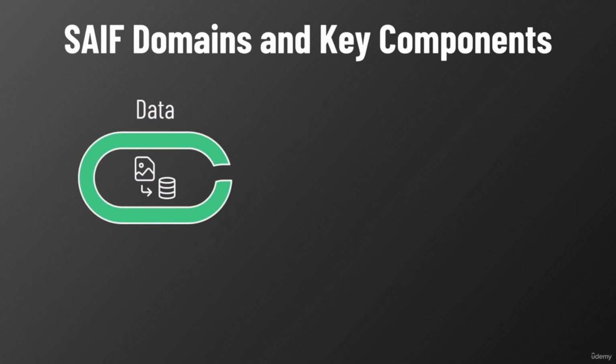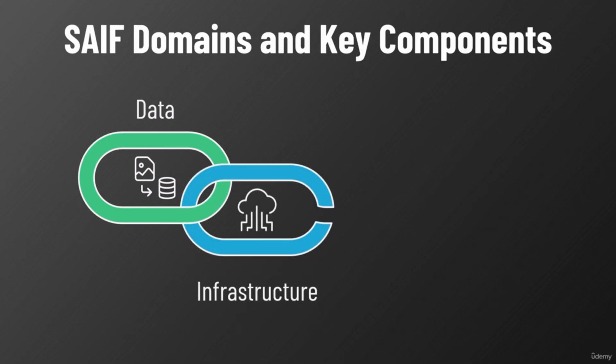Data. This domain covers everything related to the data lifecycle. It includes data sources, pre-processing and filtering steps, and the training datasets used to build AI models. Infrastructure. This refers to the foundational systems and environments that support the AI application. That includes physical or cloud-based hardware, storage systems, and development tools. Key components here include model frameworks, training and fine-tuning processes, model evaluation, data and model storage, and the deployment mechanism, often called model serving.